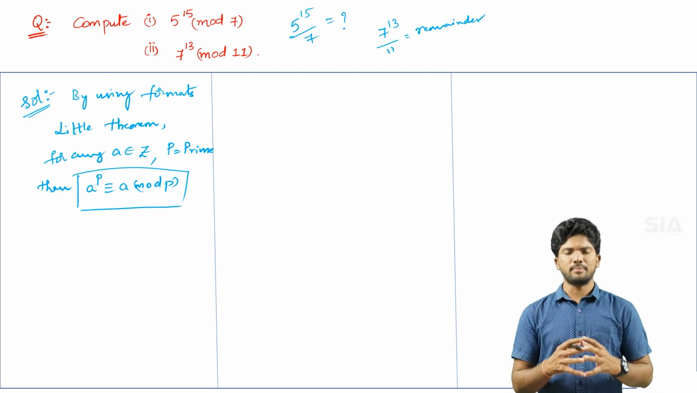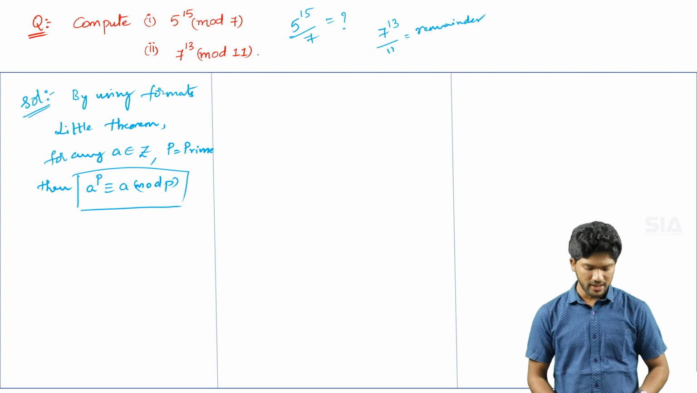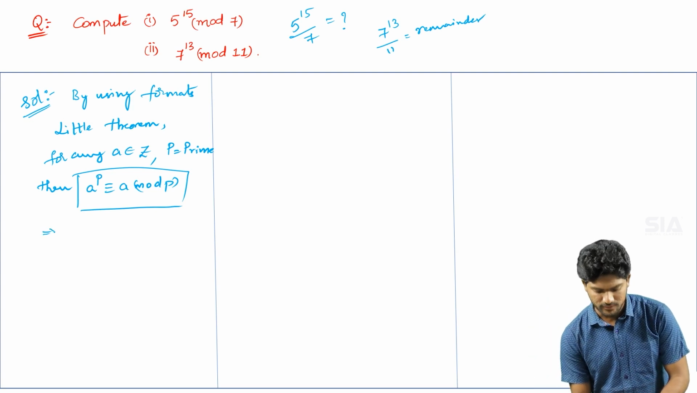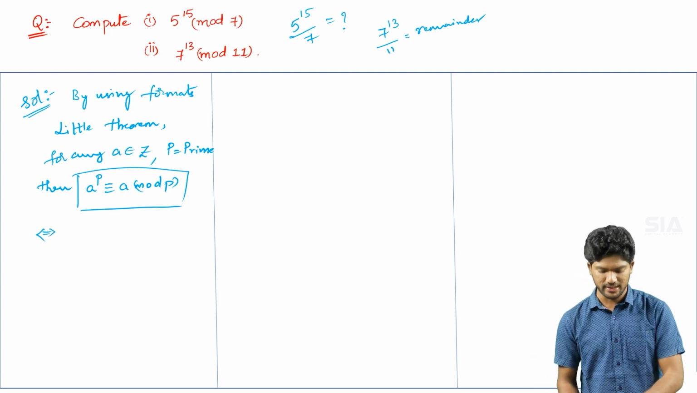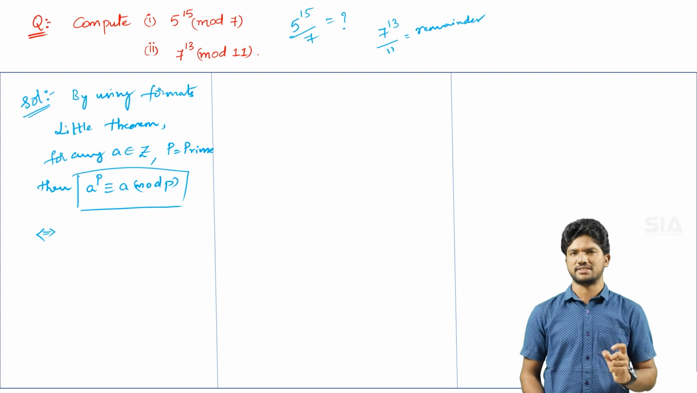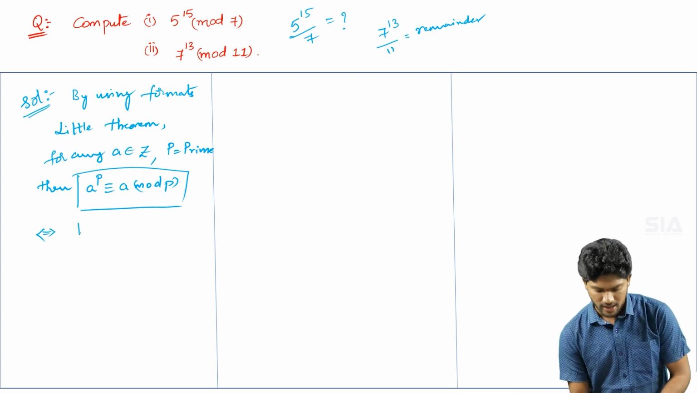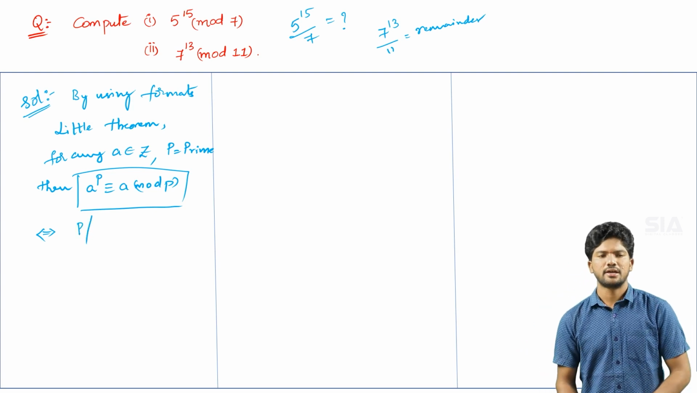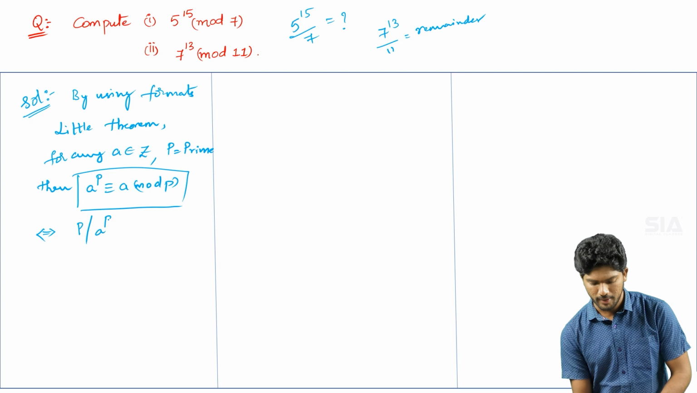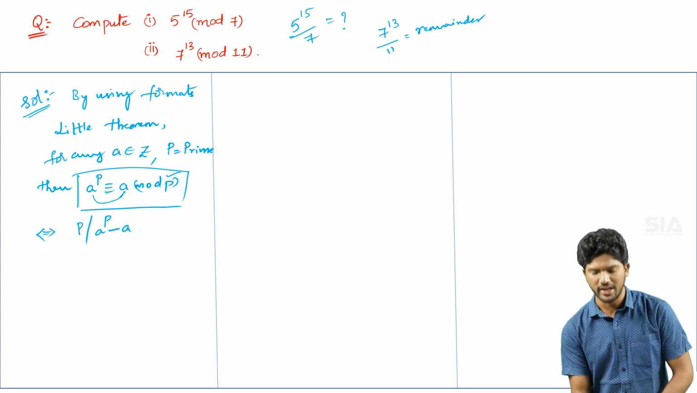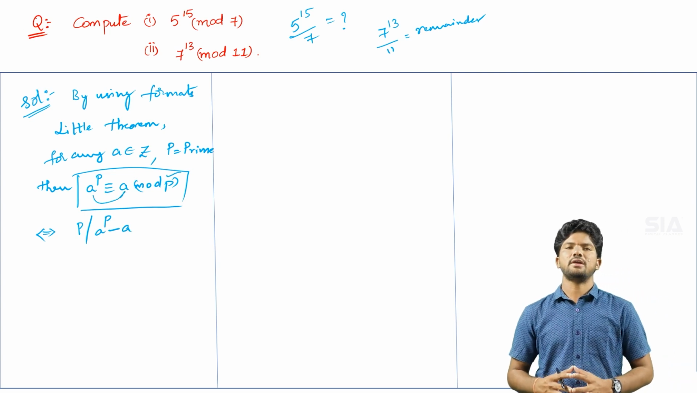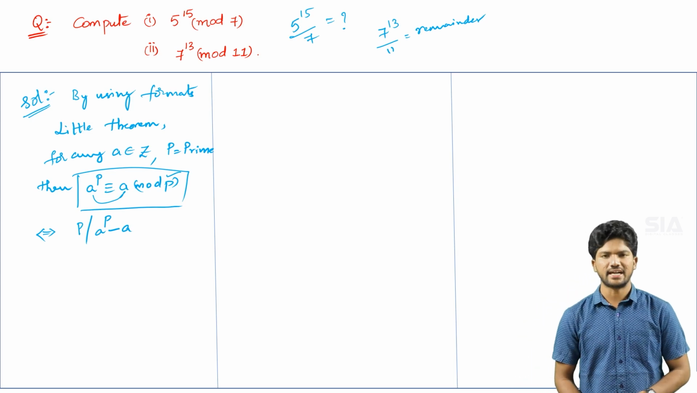So a power p congruent to a modulo p, according to the properties of congruences. I clearly explained that this is the congruence notation. Then by the definition of congruence, p divides a power p minus a. This p divides the subtraction value of a power p minus a. That is the condition.